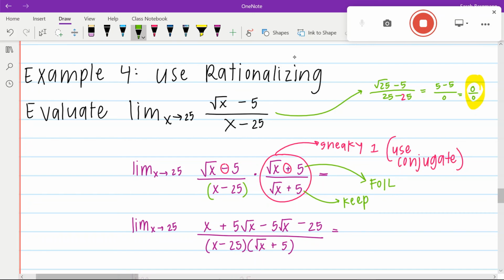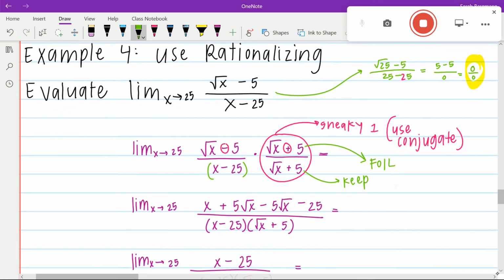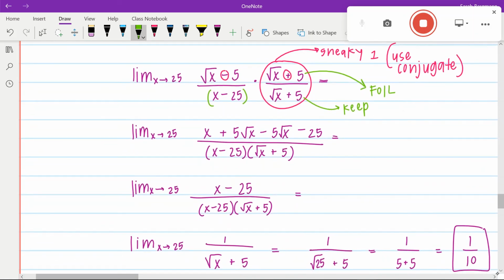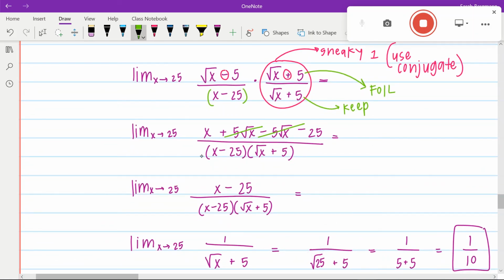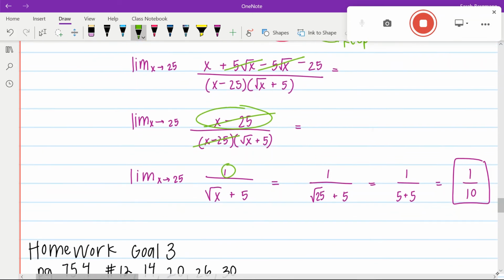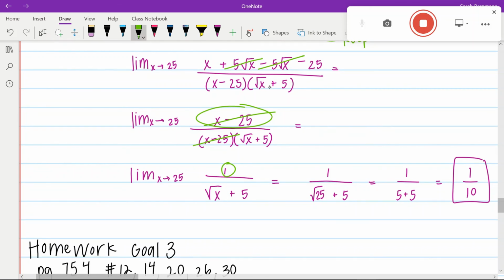Radical x times radical x is x. Then outsides, insides, last. You can do that. And keep your denominator. These two middle terms cancel out, positive 5 radical x and negative 5 radical x. So we just have x minus 25 in our numerator. Now this is what I said, x minus 25 is going to cancel out. Make sure when you cancel out the entire numerator, you're still left with a 1. Okay, so now we can go ahead and try plugging in 25, and this time it will work.